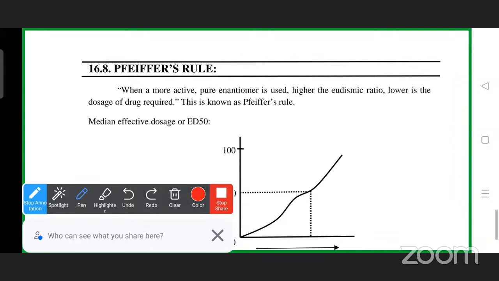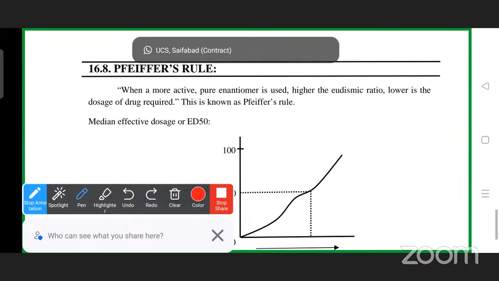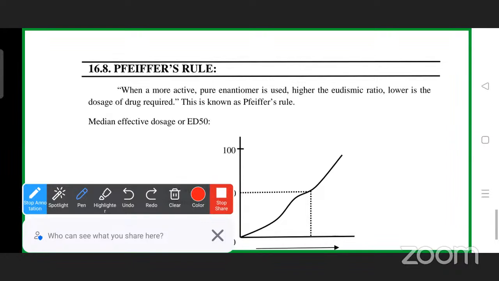So when the eudismic ratio is high, it suggests using a low dosage, because it is in pure form, right? So you can use a low dosage here. This is called the Pfeiffer rule. The Pfeiffer rule suggests how much dosage is used based on the purity of the enantiomer.